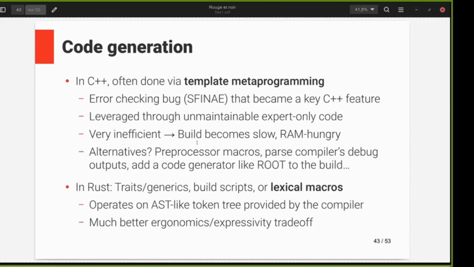Rust has different mechanisms to handle these needs. First, some things that would have to be done via template metaprogramming in C++ can be done with traits and generics in Rust. We also get build scripts, which are more appropriate for situations where you are trying to generate bindings to some C code that is found on the user system. And finally, we have a third possibility, which does not exist in C and C++, which I would call lexical macros. These differ from the macros that you know in C and C++ because instead of operating on a text stream where basically they copy and paste stuff, they operate on a higher level representation, which is closer to an abstract syntax tree. And as a result, they have a much better trade-off between ergonomics and expressive power.